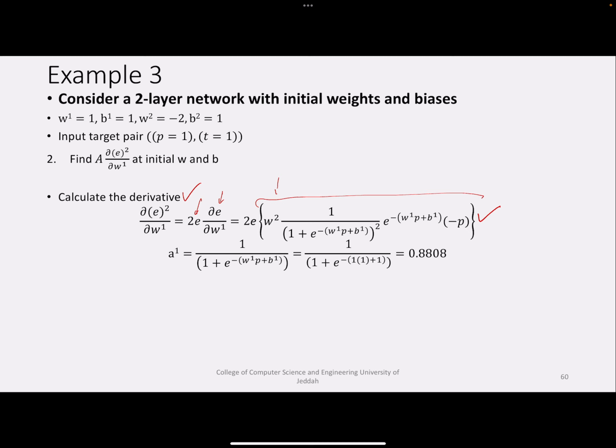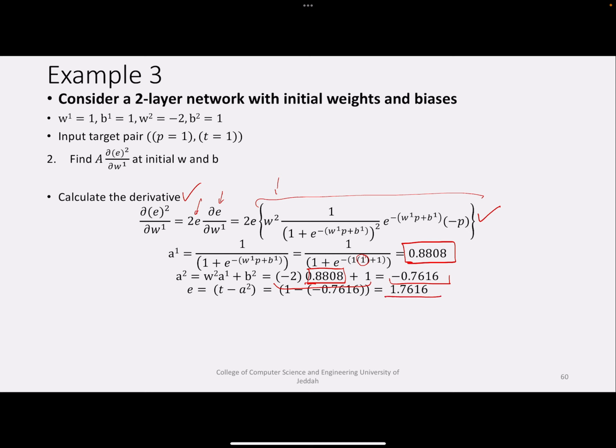A1 can be found easily enough by putting P1 equal to 1 at the input. We have weights and biases. The output comes out to 0.8808. That is applied as input to the second layer, and the output from the second layer is minus 0.7616, which makes the error t minus a2 equal to 1.7616.